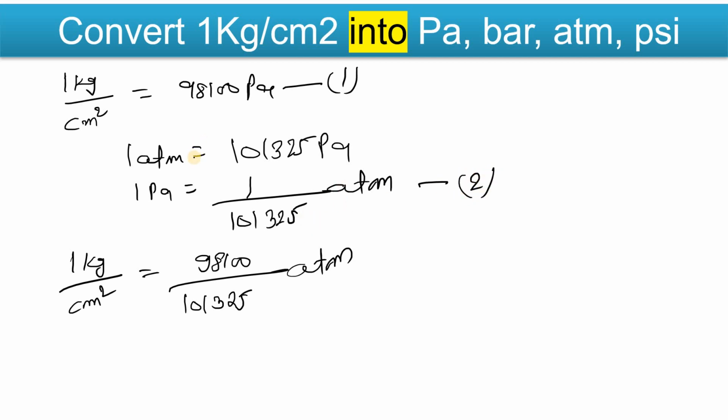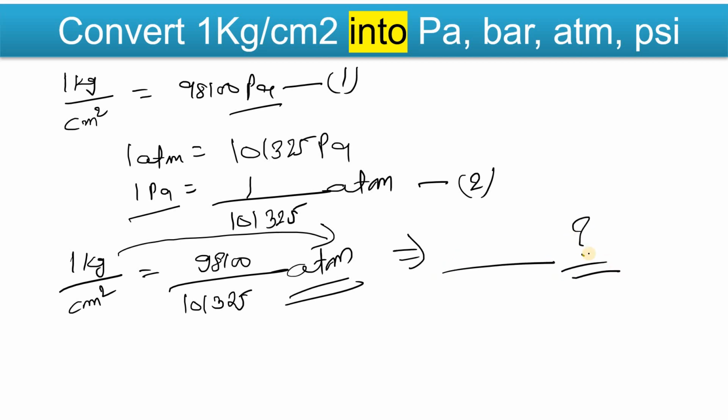What you have done here, let's suppose this is equation 1 and this is equation 2. So you have put the value of 1 Pascal into equation 1. So this will be the value of your 1 kg per centimeter square in atmospheric pressure. Just let me know in the comments box what this value will be. I hope you got the point what I have done here.